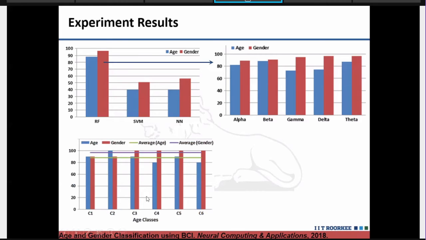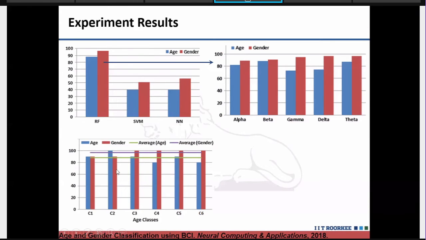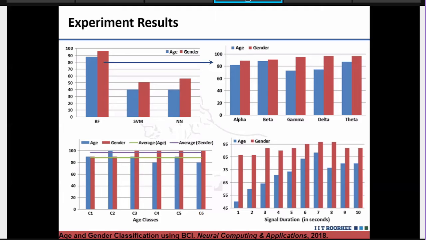If you see this, it shows more or less the average age and average gender of each category. C1 means child. So for child, for example, you have 90% for age and 90% for gender. So for each category, we could also make these age and gender prediction analyses. These are some rough estimations, you see. If you want to go into details, you can read this paper, age and gender classification using EEG.